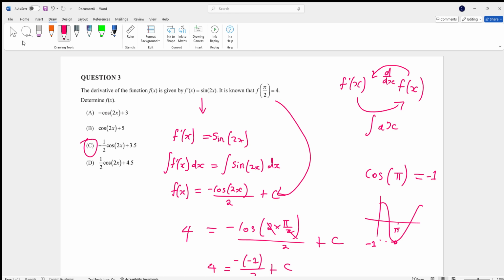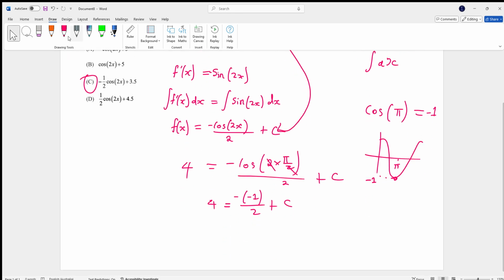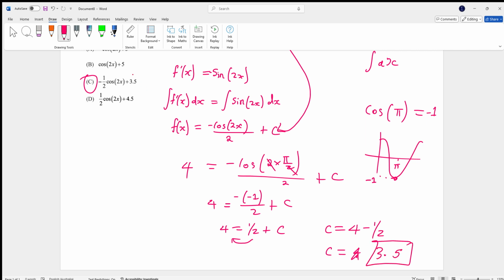So here that's basically positive a half on one side. So you have 4 equals a half plus c. We then move the half to the other side. So c equals 4 minus a half. So here we get, well not 4, it'd be 3.5. So here we can see that matches that one there, and it doesn't match that one. So C is definitely our correct answer.